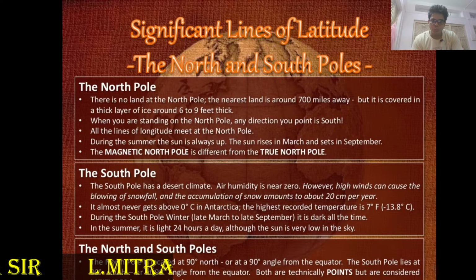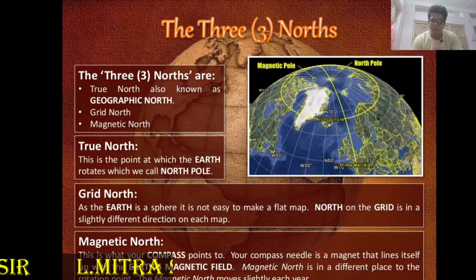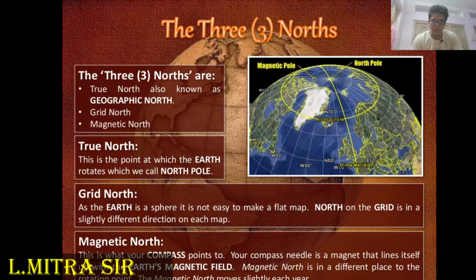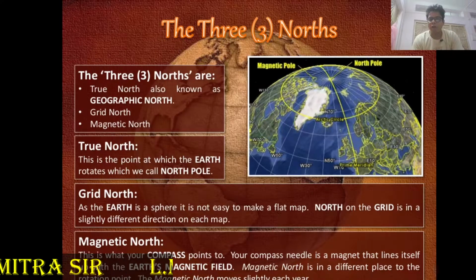One by one, we have to discuss the magnetic north. There are three norths. One is true north, which is also known as the geographic north. One is considered the grid north. And another is called the magnetic north.